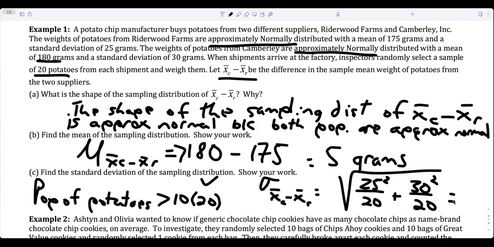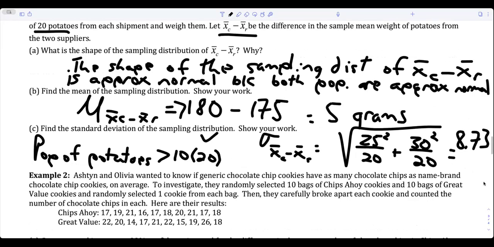And somebody want to help me out? Sampling distribution, standard deviation. 8.732. 8.73. What I got. All right. Well, that's it for that example.